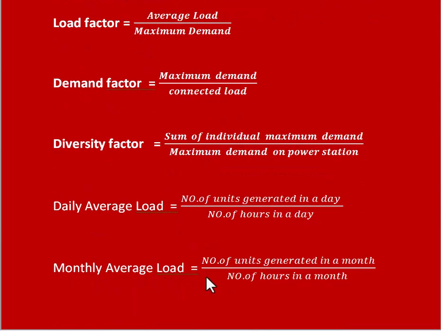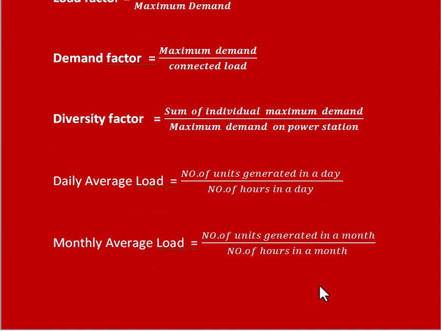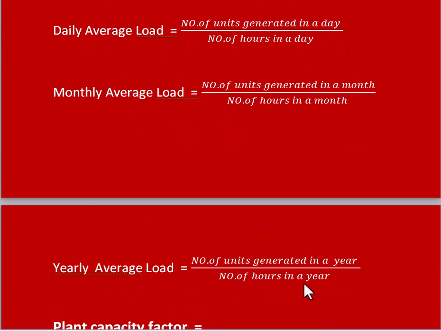If the load curve is drawn with respect to a month, that is called the monthly load duration curve, then in that case the monthly average load can be calculated as the number of units generated in a month divided by the number of hours in a month. Similarly, the annual or yearly average load is also the ratio of the number of units generated in a year divided by the number of hours in a year.